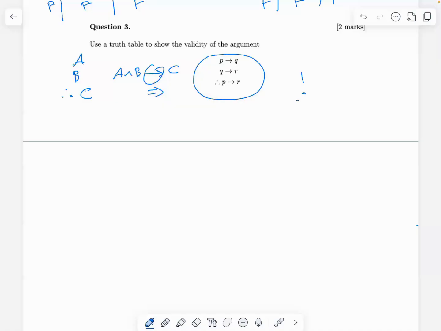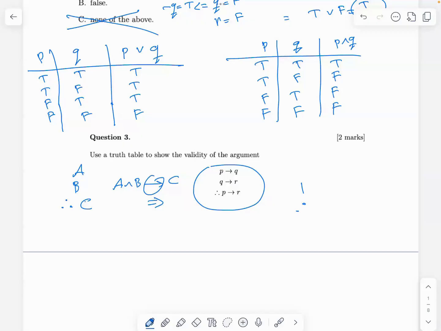So truth table. So A is any scenario here. Any scenario. So like P, if P then Q. Okay. Anything. So this means P, Q, and Q, then R. If we do this one, P, this one.